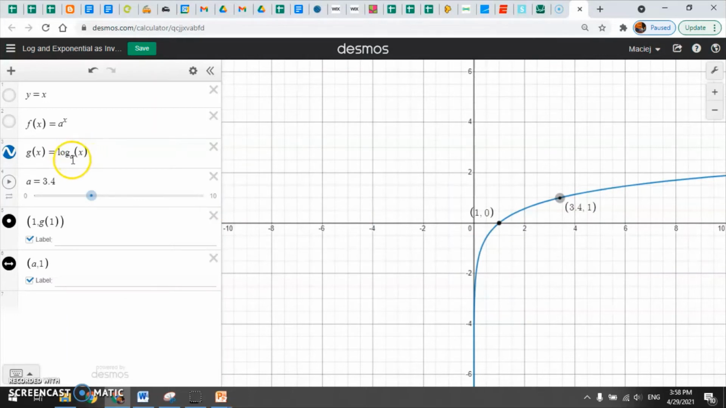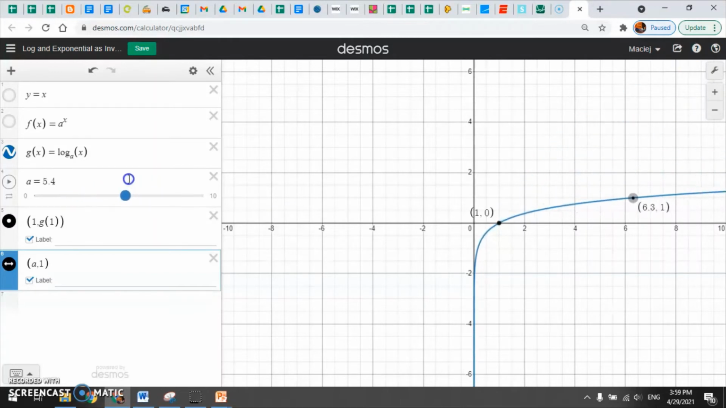And the only way we can get something to some power equaling 1 is if it's 0. So (1, 0) is that point for sure. That one's locked. But look at the other point. Look at the other point carefully. What happens to the other key point?